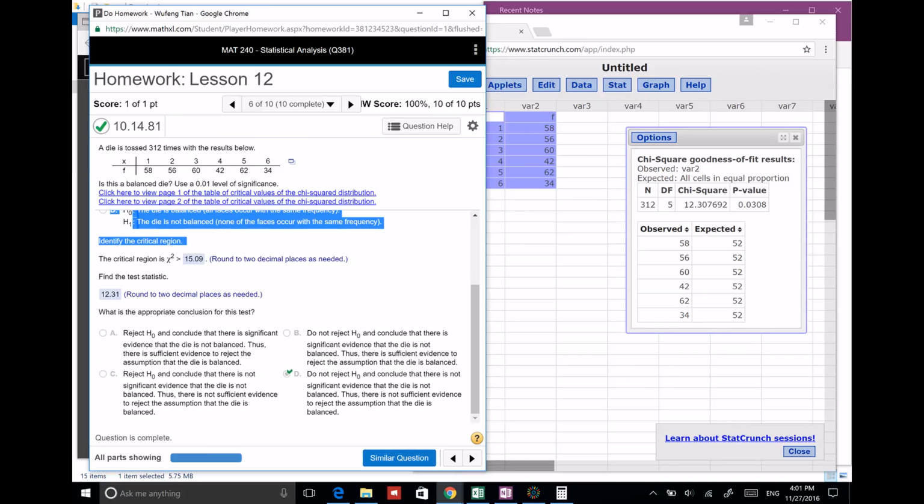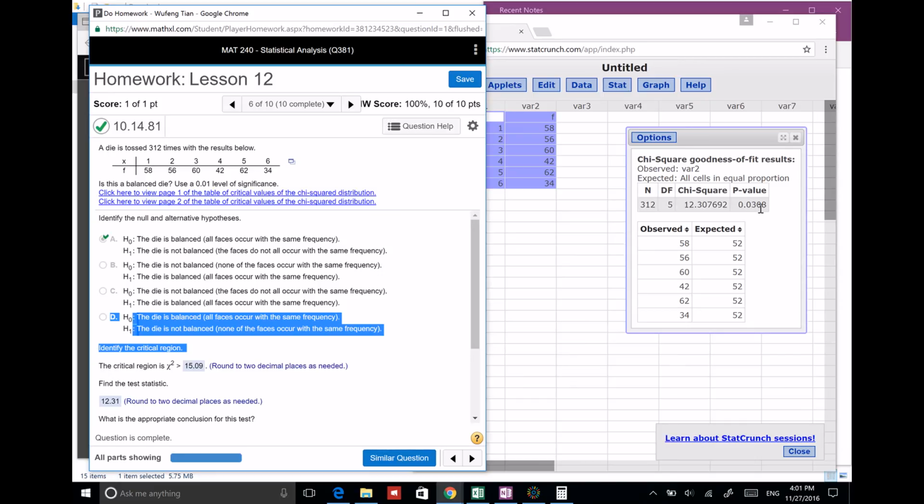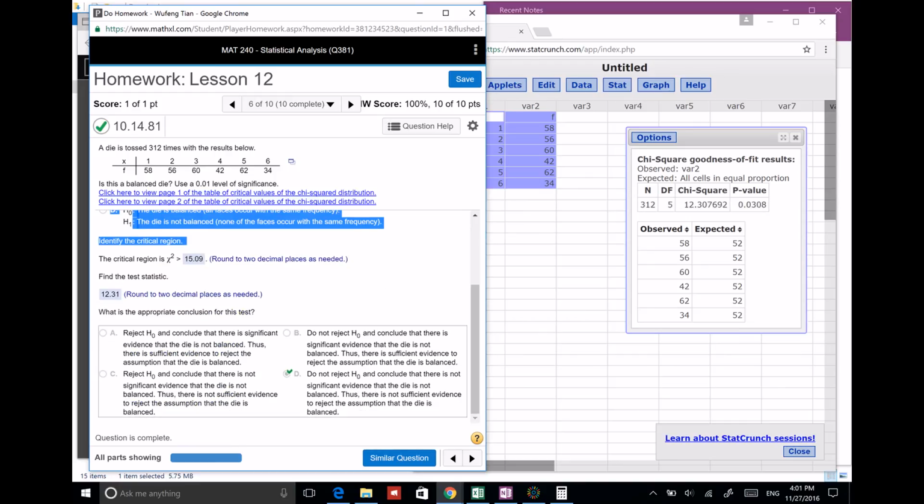You can look at the p-value as well. The p-value is 0.03, which is bigger than 0.01. So p is high, and we do not reject the null hypothesis.